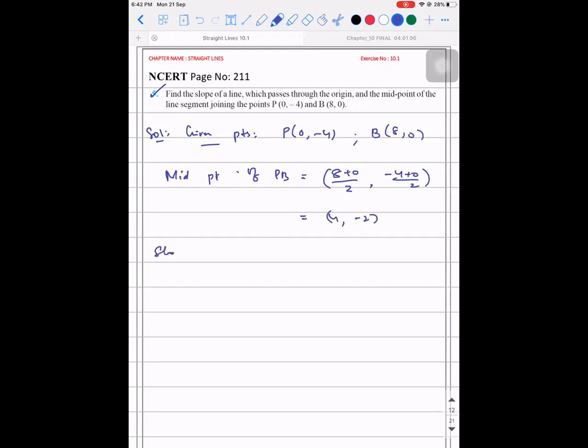So what are they asking? Midpoint of PD, let's call it M. They're asking the slope of OM. So slope of OM will be minus 2 divided by 4. So the answer will be minus 1 by 2. Did you understand how I wrote minus 2 by 4?